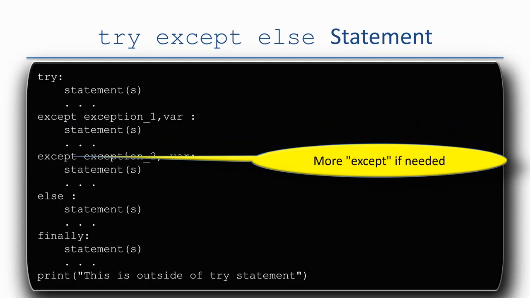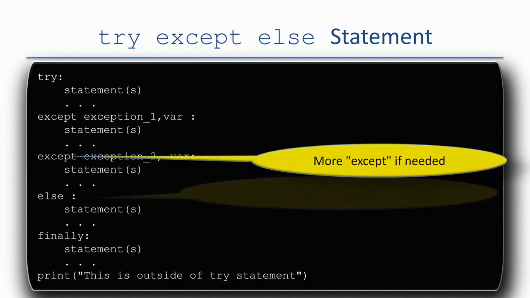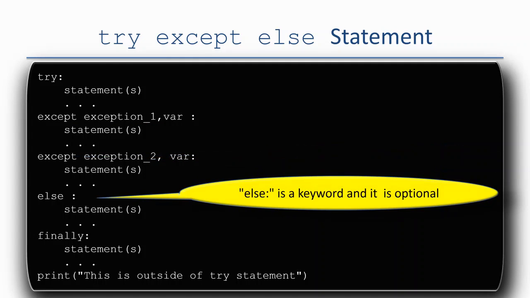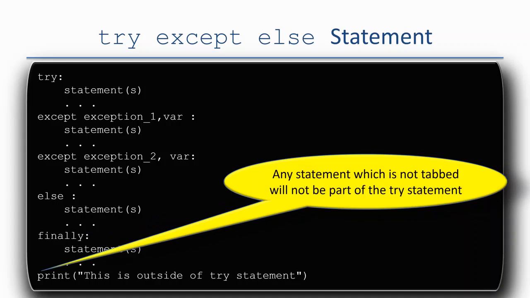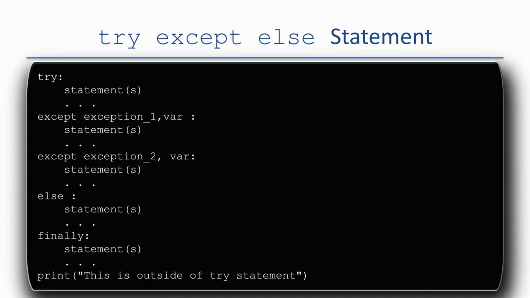And then you can have more except clauses if needed. After that, you can have an else clause. Else is a keyword and it is optional. And after that, you can have a keyword finally, and this keyword is also optional. Notice that any statement which is not tabbed will not be part of the try statement. In the next lesson, I will go over the try except statements and show you how to use them.